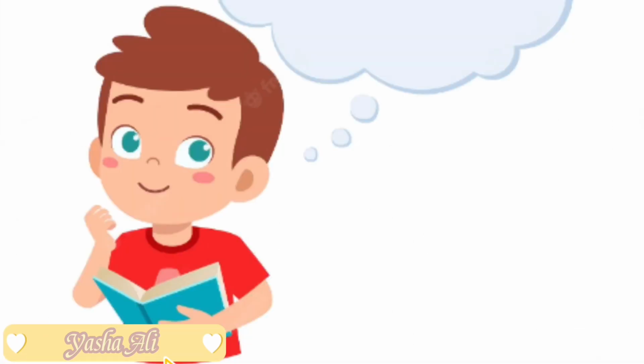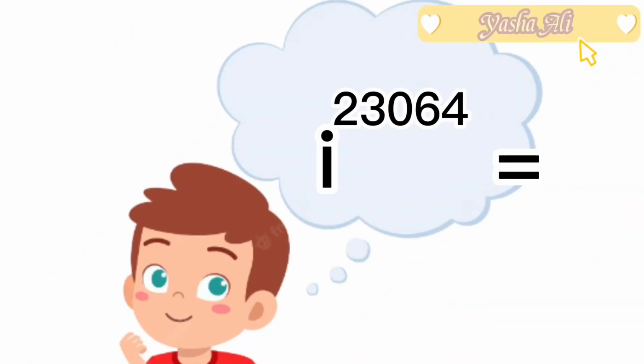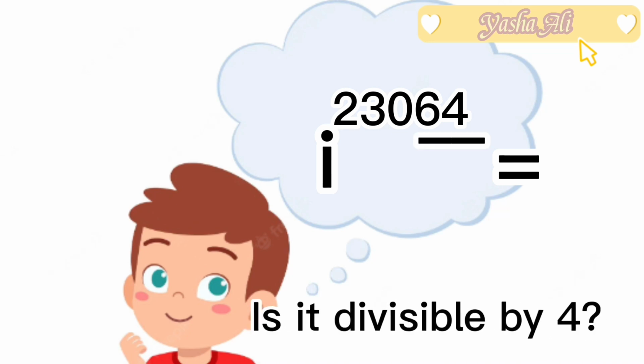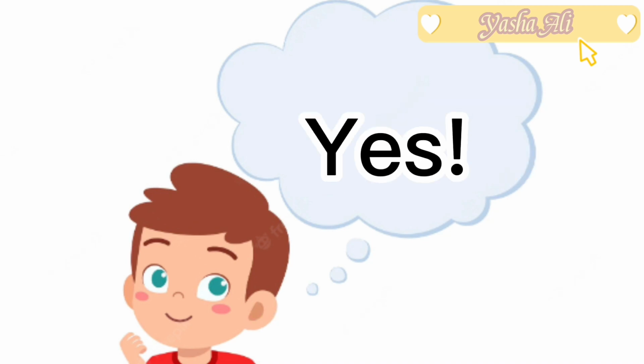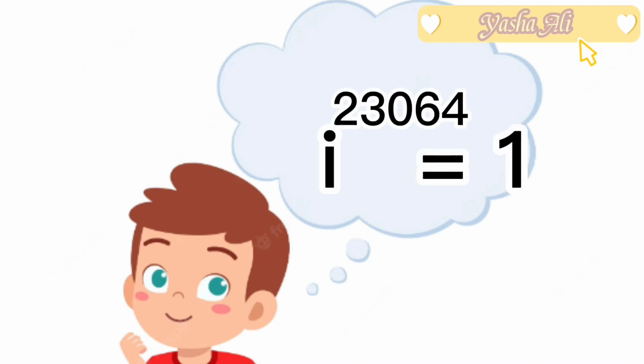Now what if we have a higher power we can't calculate by just looking at it? For example, we have iota power 23064. Now we are only going to look at the last two digits and see if they are divisible by 4 or not. Yes, 64 is divisible by 4, so the answer would be 1.